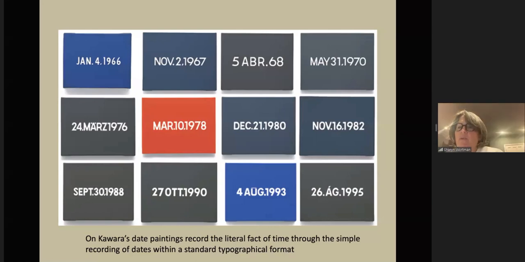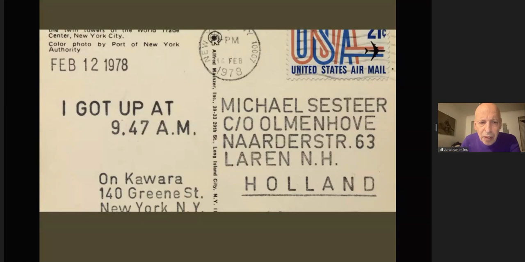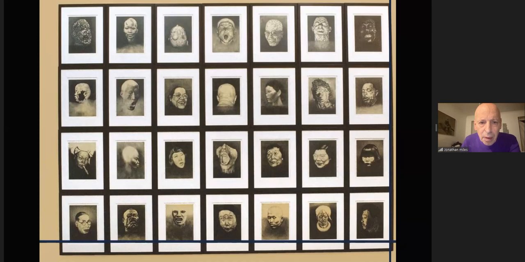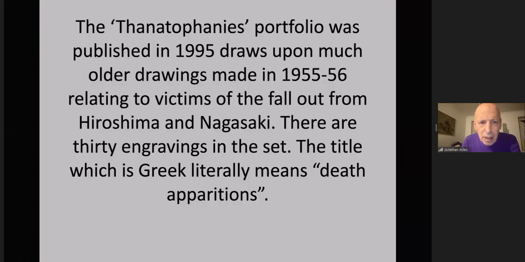On Kawara's date paintings record the literal fact of time through the simple recording of dates within a standard typographical format. So you just do a painting a day, with just the date, and he repeated that throughout his career. And he also sent postcards, which were then collected and serialized. And this is the work he did.